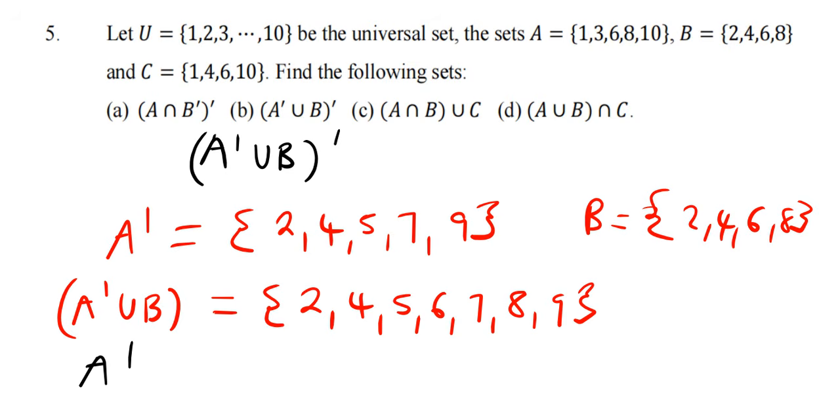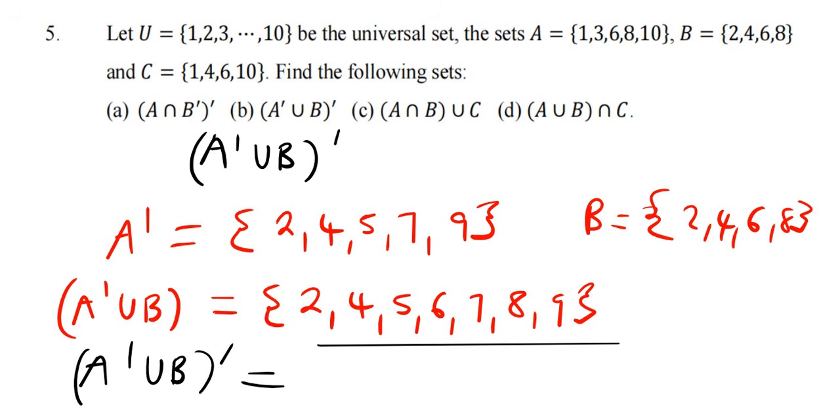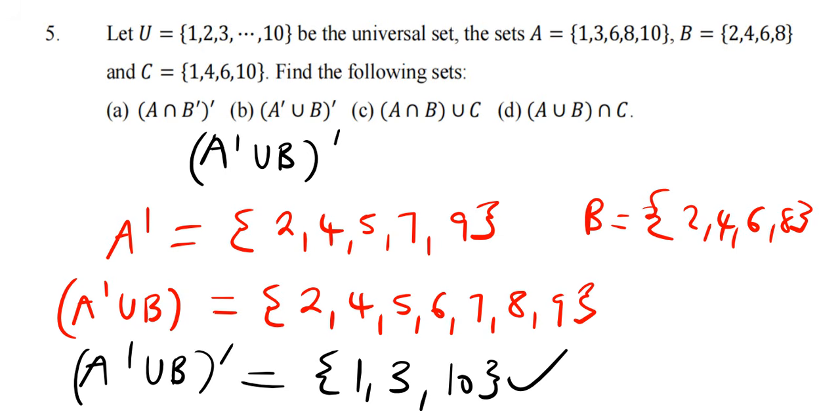I've got A complement union B. Don't forget there's a complement now, so we're going to include the complement and find the whole set. Everything that is not in this set is what we are looking for as our final answer. So in this case, what will that be? We've got a 1, we've got a 3, and I think we've got a 10. Yeah, so basically that is how we solve this one.